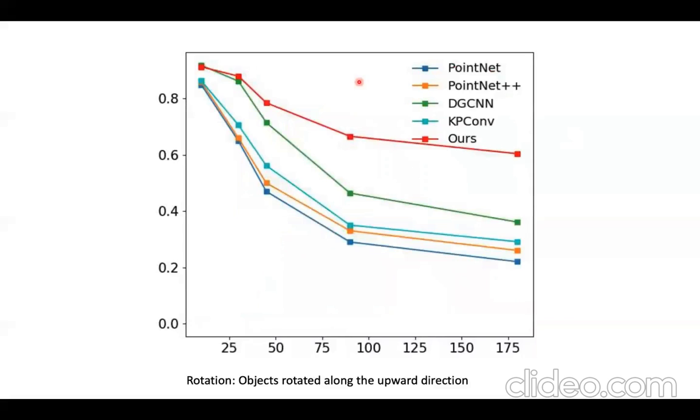The third one was how about rotation? They rotate along the upward direction, and still their model has really good results. DGCNN also had rotation as input, but if they get an object with a different variation of rotation, their performance goes down.